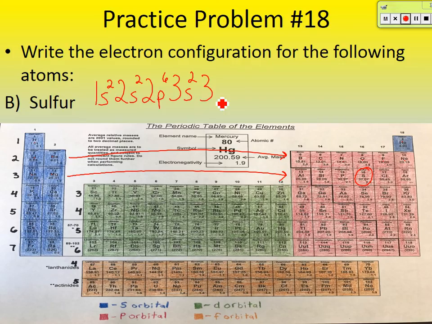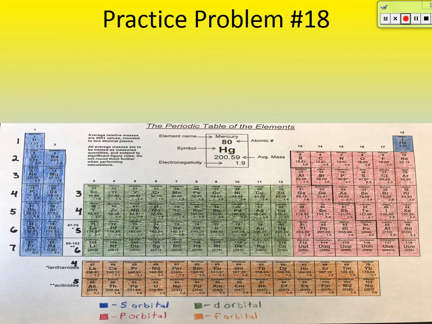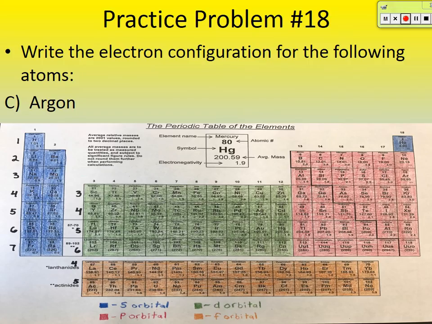Now we're in the p orbital block, and we're 1, 2, 3, 4 until we get to sulfur, so there's 4 electrons in that 3p orbital. All right. That is the electron configuration for sulfur. Looks like it has 16 electrons. 2 plus 2 is 4, plus 6 is 10, plus 6 more is 16. We did it correct.